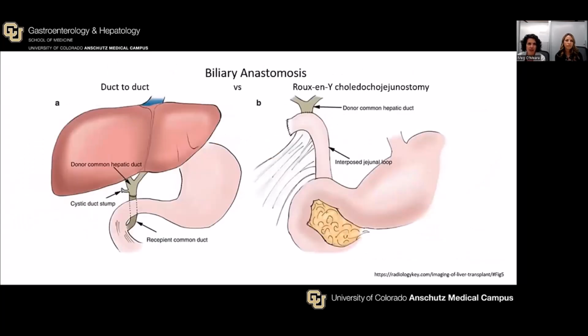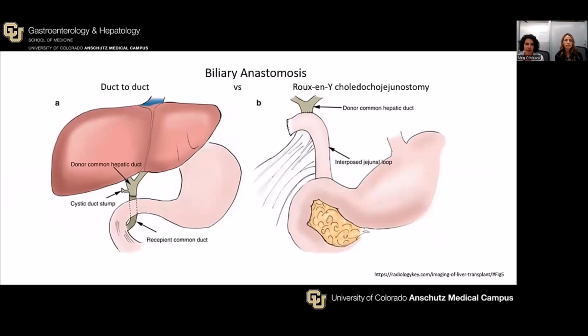So back to the biliary anastomoses. When thinking about the biliary system, it's helpful to know their surgical connection. So here on the left, you see duct to duct. This is the most common type of surgical anastomoses. And we take the donor bile duct and connect it to the recipient bile duct.